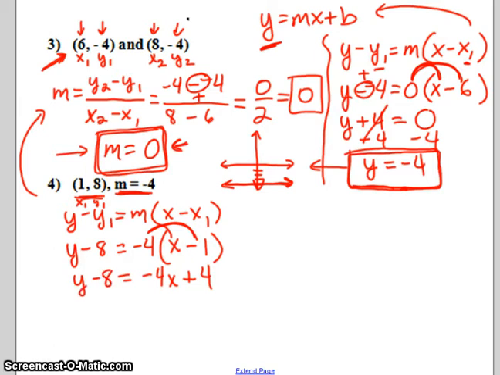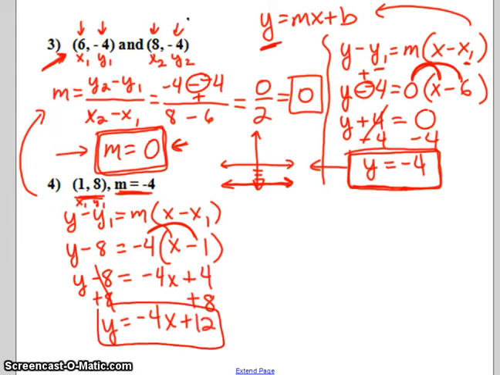Y minus 8 still on the left side. Now we have to add 8 to both sides to get y by itself, so it looks like it's in slope-intercept form. Y equals -4x plus 12. Okay, y equals mx plus b. In this case, your slope is -4, and your y-intercept is 12. You didn't need this, but it ties back into what we did with number 1.